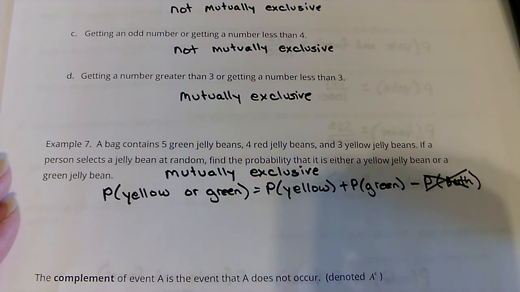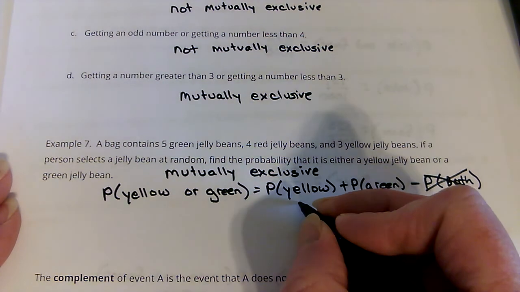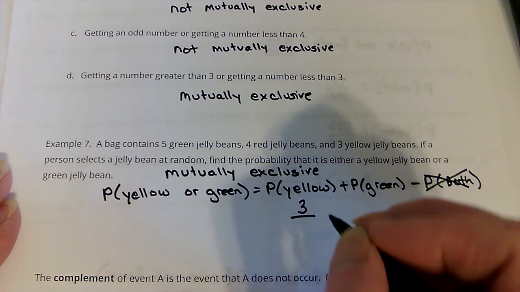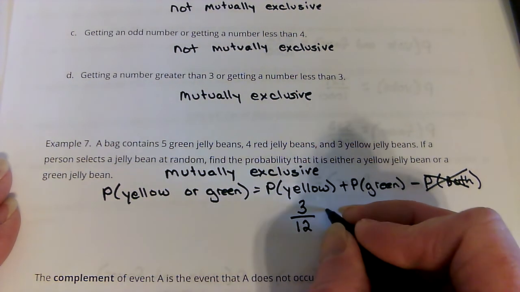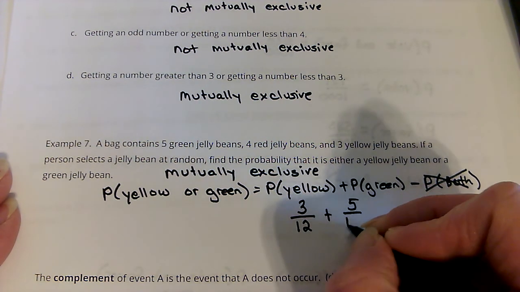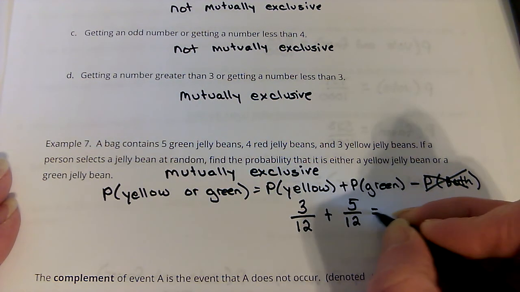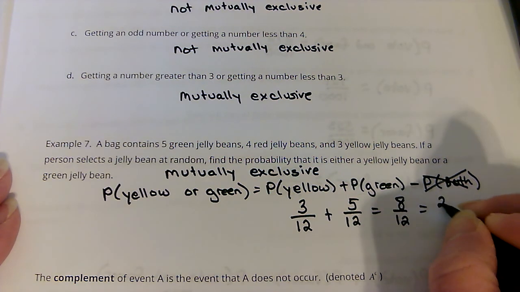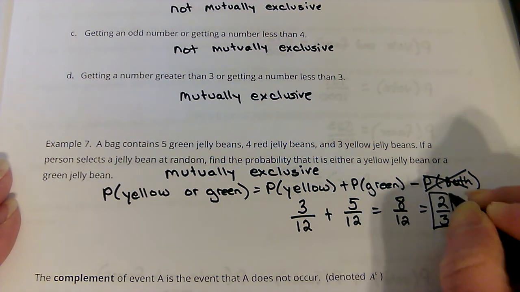So what's the probability of getting a yellow jelly bean? Well, that would be 3 out of, how many jelly beans are there? There's 12 of them. Plus green, that's 5 out of 12. That gives me 8 out of 12 jelly beans. That's 2 out of 3.